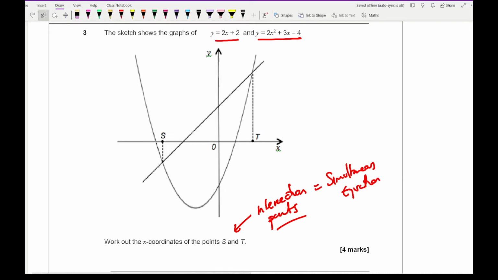So if I just make a little note of what they are, I've got 2x plus 2 equals 2x squared plus 3x minus 4.